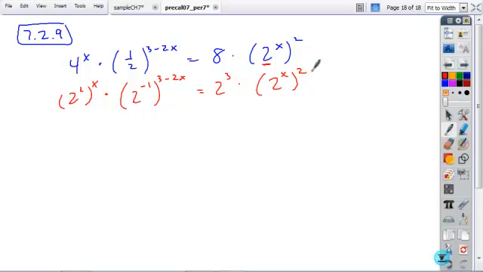Okay, so that's the first step: get everything written in terms of the same base. Once you complete that, what you can now do is apply all the properties of exponents to simplify these.